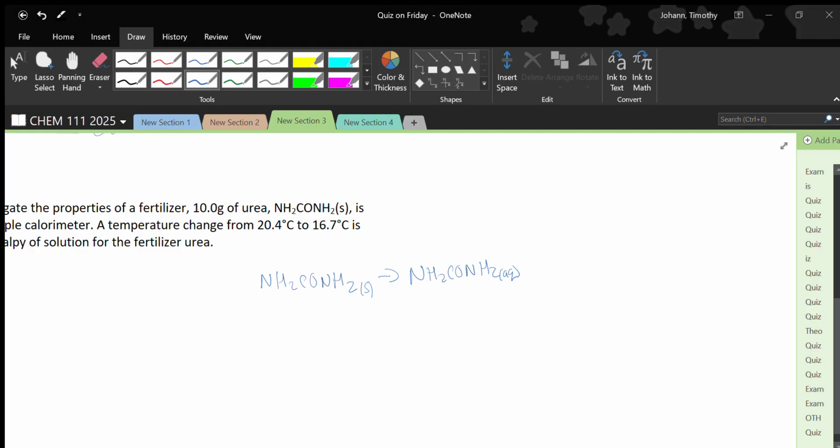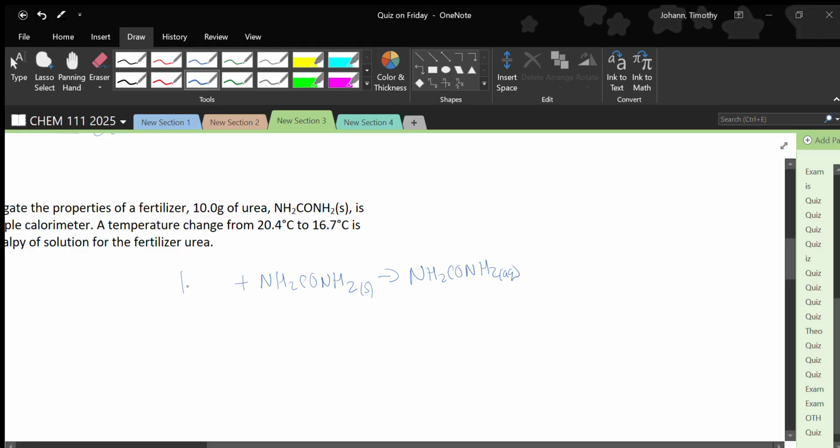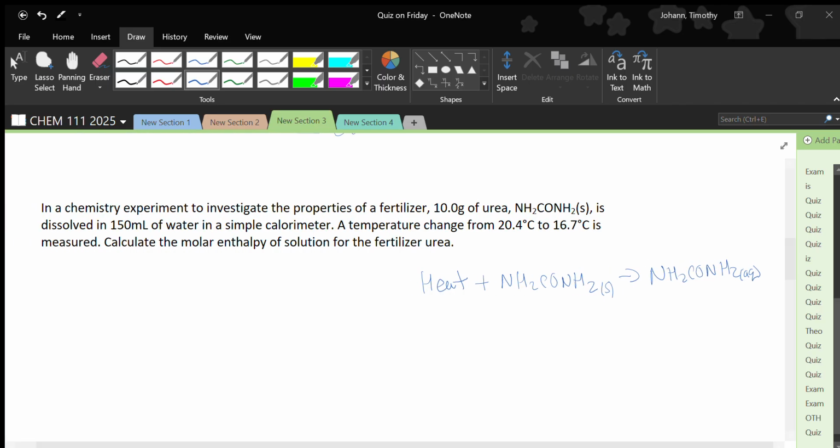Exactly, heat is a reactant. It's endothermic, it gets colder. Heat is a reactant. It's absorbing heat, okay?